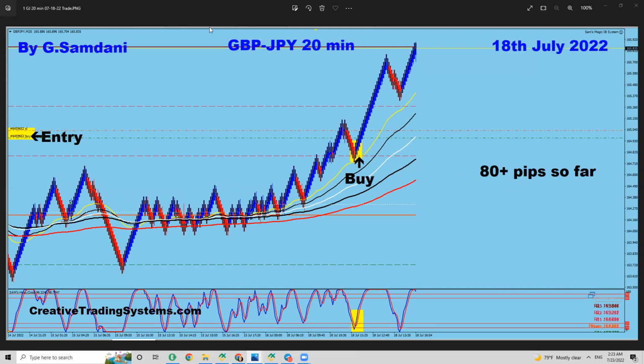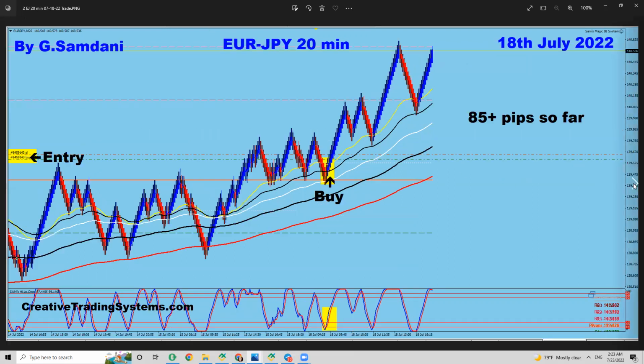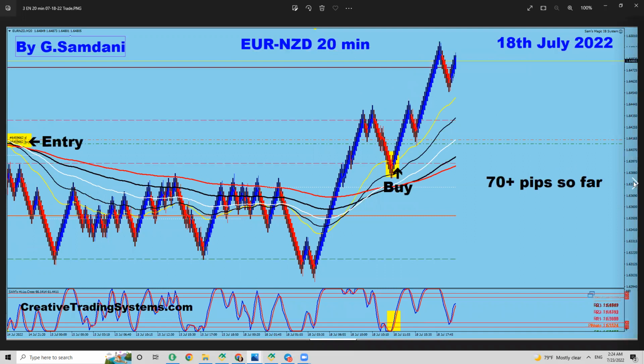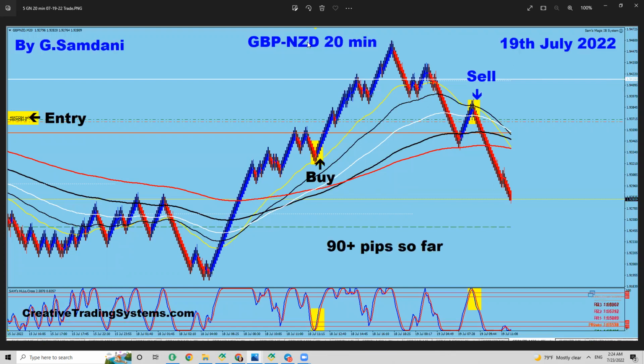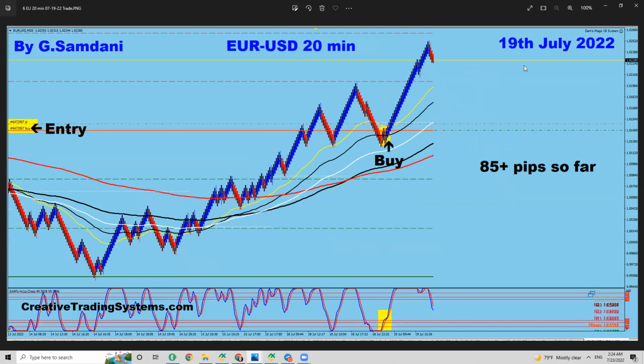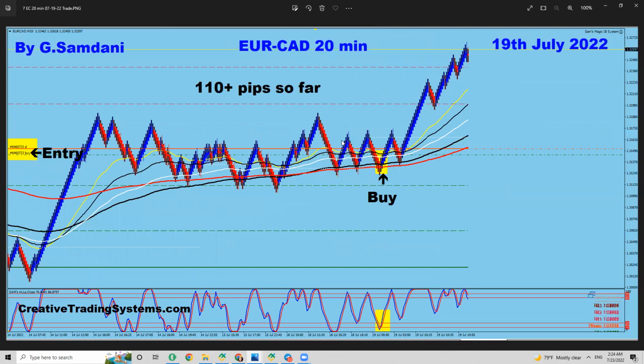So this is a buy order here, pound yen 20-minute chart, for 80 pip. This was on the 85 pip euro yen. This was euro NZD for 70 pip to the long side on the 18th. On the 18th, also pound NZD buy order here for 55 pip. Here on the 19th now, pound NZD again. This was the first one, and coming down here, the second one for 90 pip, and euro USD going to the upside, 90 pip on the 19th for 85 pip, and this one is EUR-CAD buy order here, on the 19th for 110 pip.